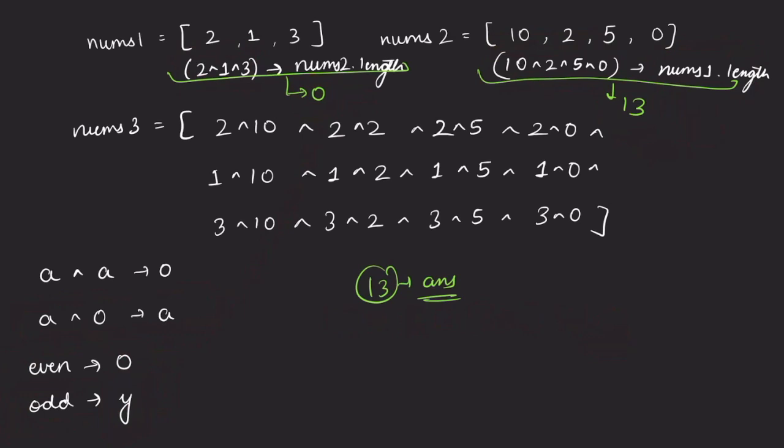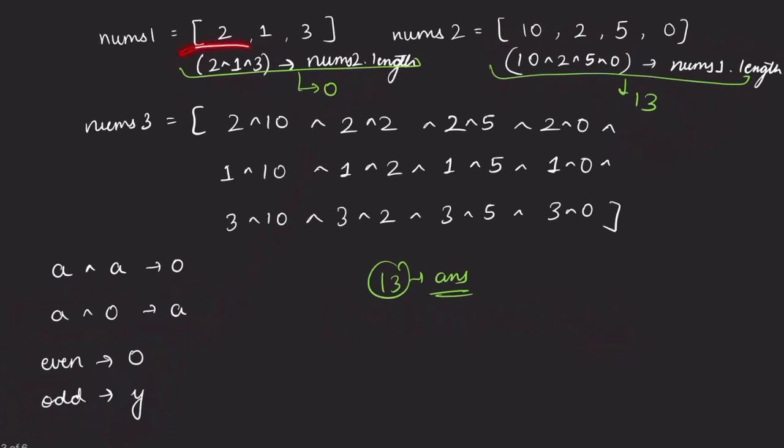So simply what you can do is, first of all, check whether the length of nums2 is even or odd. If it is even, then the answer for this will straight away be 0. And if it is odd, then you can just find the XOR of all the elements in nums1, right? So that will be your XOR 1, you can say. Initially, you can keep it as 0, right? So if the length of nums2 is odd, only then you find the XOR of all these elements and keep it in XOR 1.